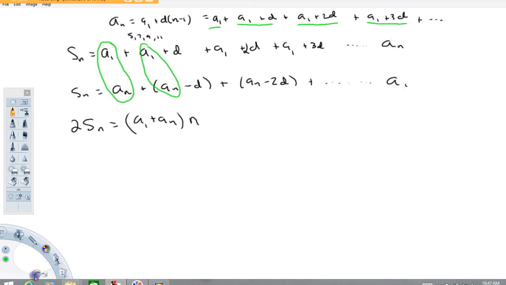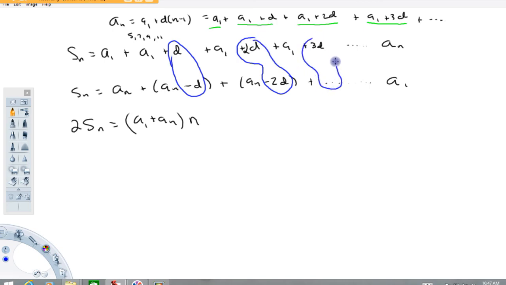Now, another thing I'd like to point out here, there's more stuff going on. I'm going to do these in blue. Look at right here. We have a D minus D. Those add to 0. 2D minus 2D. Those add to 0. 3D minus 3D. Those add to 0. Those terms are just completely gone. And we've taken everything into account now.